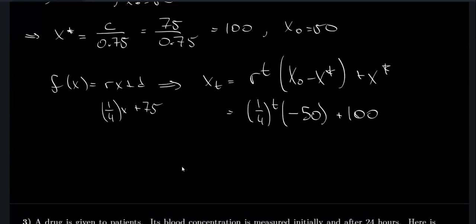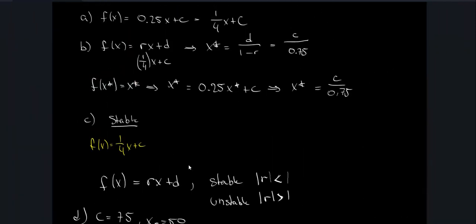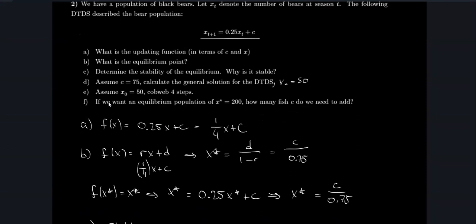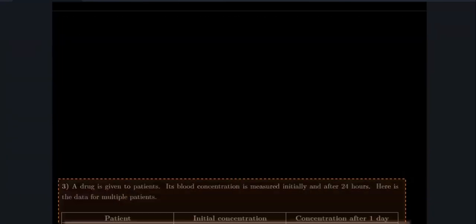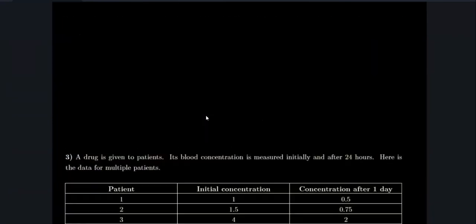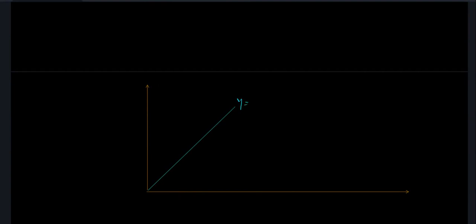That's how this works. Okay, now we have another question. We want to cobweb 4 steps. So assume x naught equals 50, cobweb 4 steps. Let me just move on. That's the next question. Let's cobweb 4 steps. Why not? So we will draw our y equals x. This is the x. This is our y equals x. X on the x-axis, f of x over here.